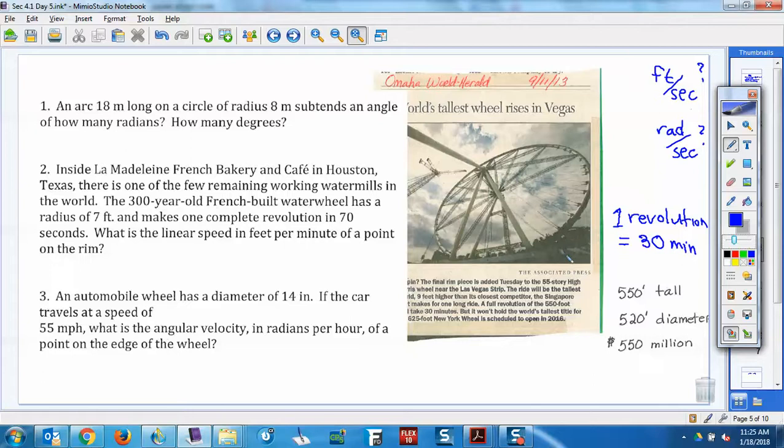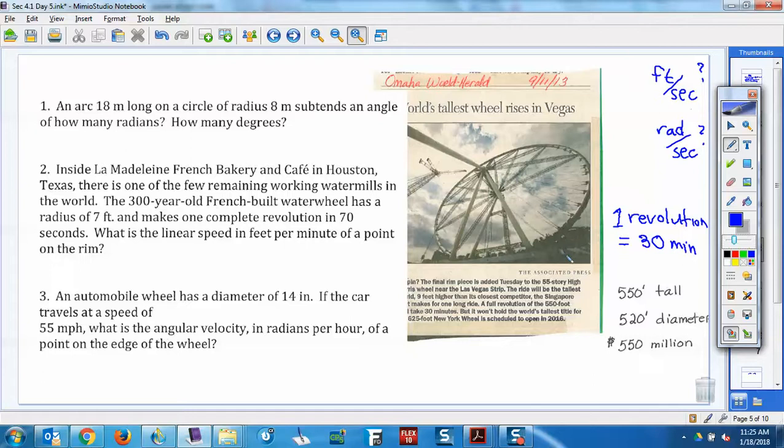So I got 3 different questions here. And this was in the 2013 Omaha World Herald about the world's largest Ferris wheel. What it said is it's 550 feet tall, but the wheel itself has a 520-foot diameter. Costs $550 million to make. And if you're riding on it, it goes around once in 30 minutes.